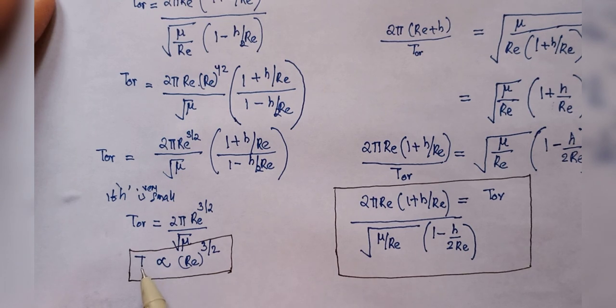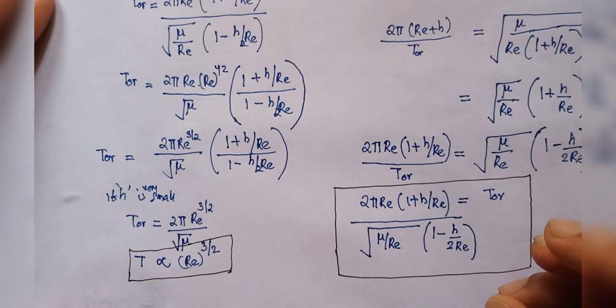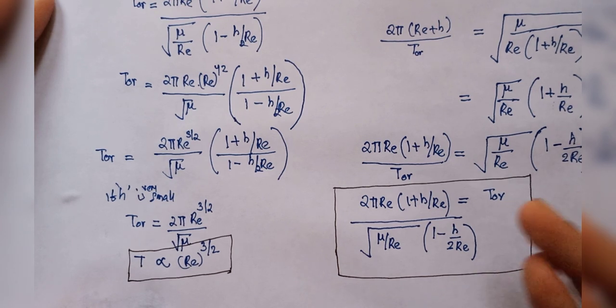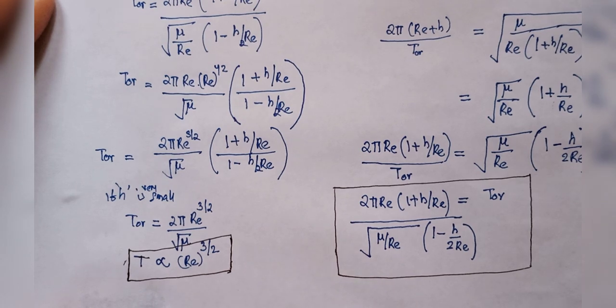That means if you know the radius of two different planets, you can estimate how much time it is going to take to revolve around that particular orbit. That is what Kepler's law mainly tells regarding the periods. This is called the law of periods expression proposed by Kepler, and this is the one surprise which I told you. T is proportional to RE to the power of 3 by 2, which is a very good result obtained from the concept of orbital time period.